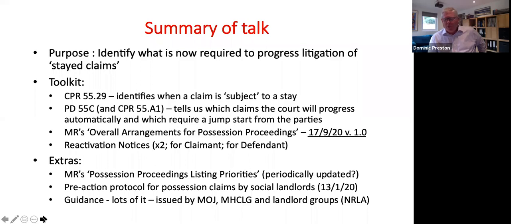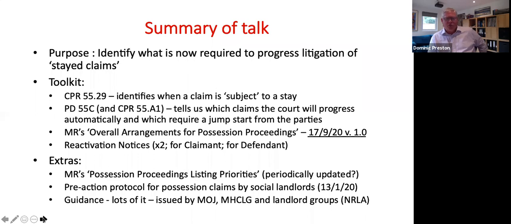You will probably want to have to hand the two reactivation notices which have been created. One is for claimants and one is for defendants, and they are, if nothing else, a useful checklist of what you're meant to put in at the time of the reactivation notice. There are some extras. There's the Master of the Rolls possession proceedings listing priorities. That's those cases which are going to get put to the front of the queue and get a hearing more quickly. I suspect that'll be updated.